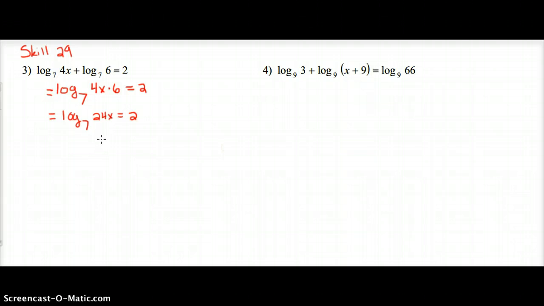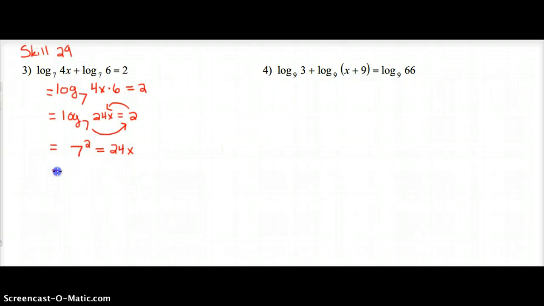Now there's multiple methods we could use at this point to rid ourselves of the logarithm and try to isolate x. The simplest way, however, is going to be to rearrange the pieces of this logarithm so that we can rewrite it as an exponential equation. Remember that any logarithm can be rearranged so that the base to the power of the other side of the equation equals the argument. So in this case, we can rewrite this as 7 to the second power equals 24x.